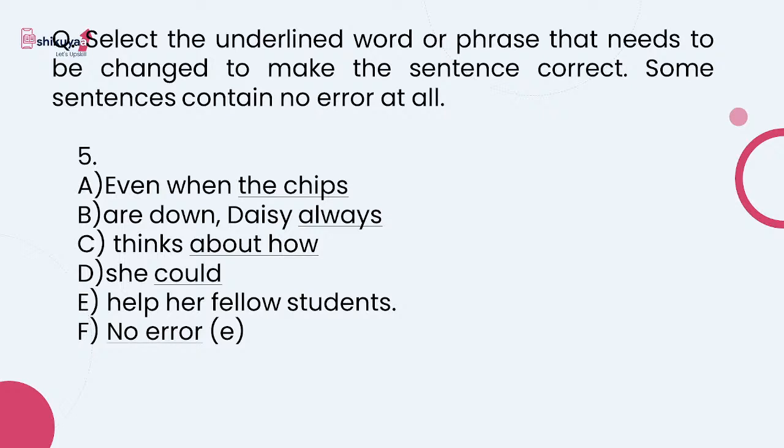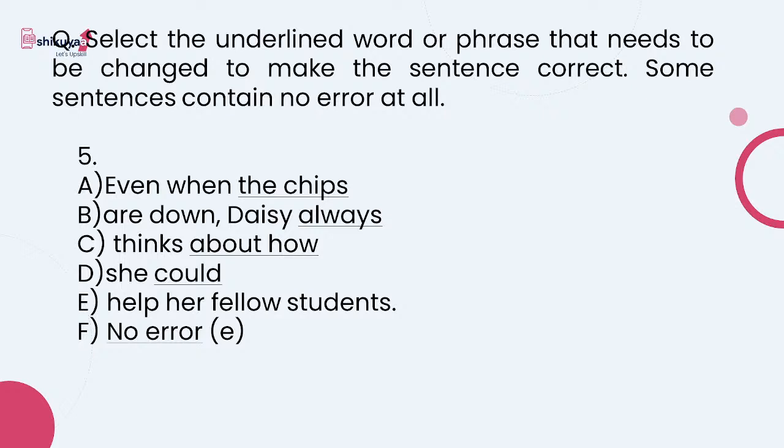Now the point to be noted is that this sentence is in present tense, because use of are is here. Daisy always, so there is no kind of error in part B. Part C, thinks about how. So the verb thinks is here and that is in simple present tense. So this sentence we can say is in present tense. Part D, she could. Now here is the problem, students, because we are using simple present tense in the sentence, and in the remaining part we are using the past form, so that will not do.